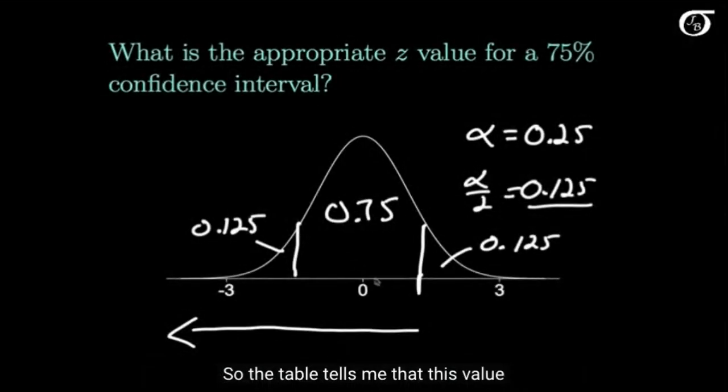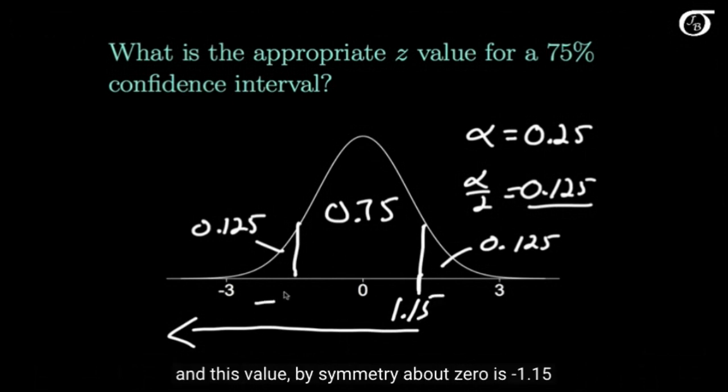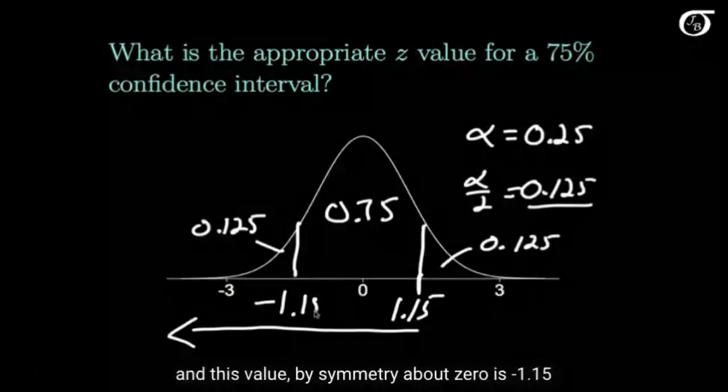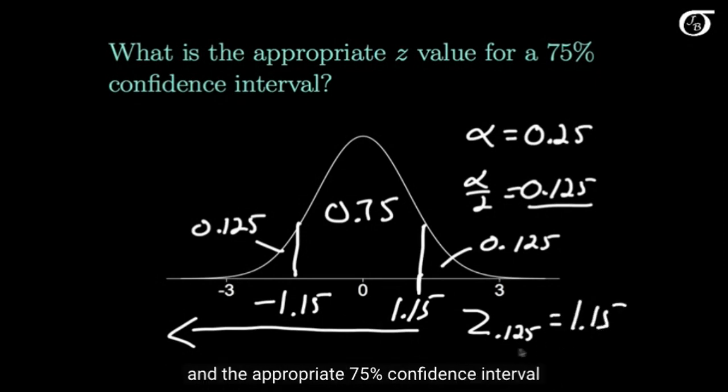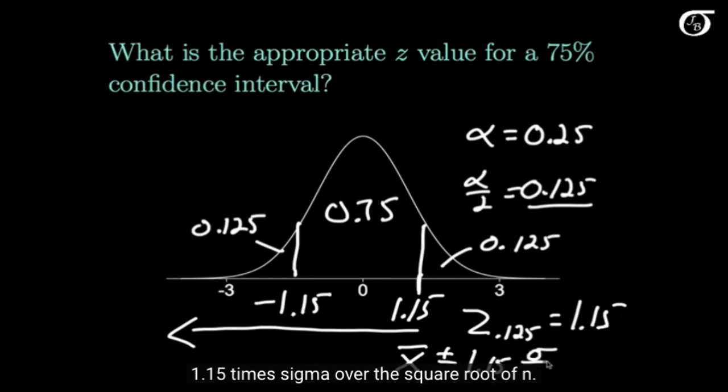So the table tells me that this value, to 2 decimal places, is 1.15. This value, by symmetry about 0, is minus 1.15. And so our Z sub 0.125 is approximately 1.15. And the appropriate 75% confidence interval is going to be x bar plus and minus 1.15 times sigma over the square root of n.